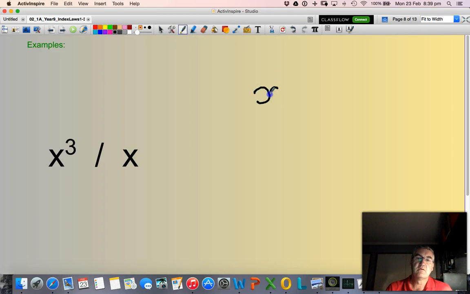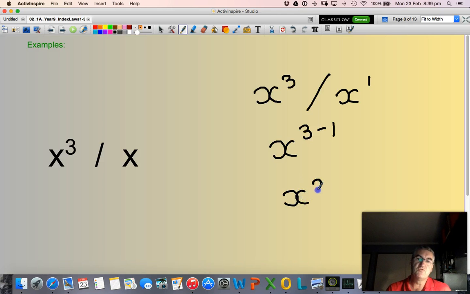So x is my base, or if I want to rewrite this, I can think of it as x cubed divided by x to the power of 1, or that becomes x to the power of 3 minus 1, which will become x to the power of 2. Alright, hopefully that makes a little sense to you, and I'll move on to the next one here.